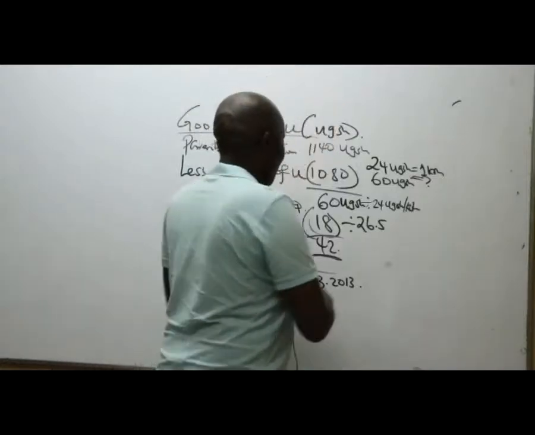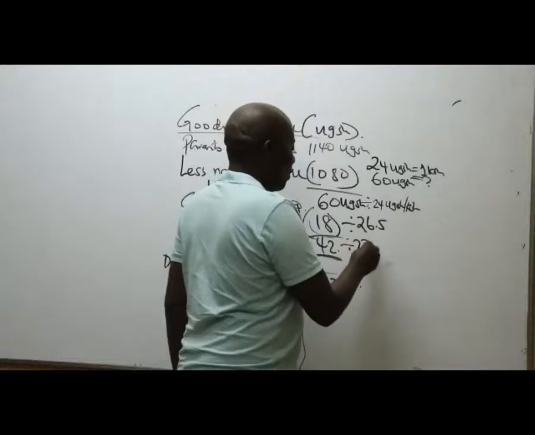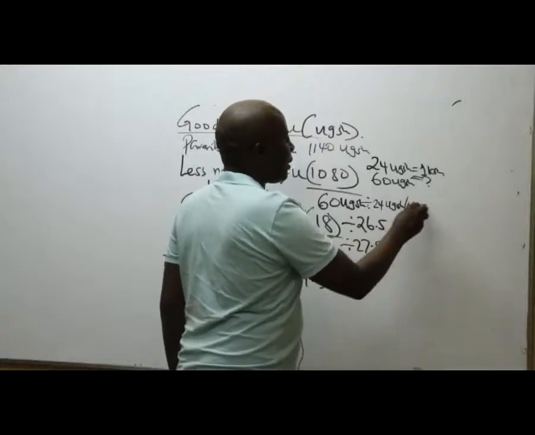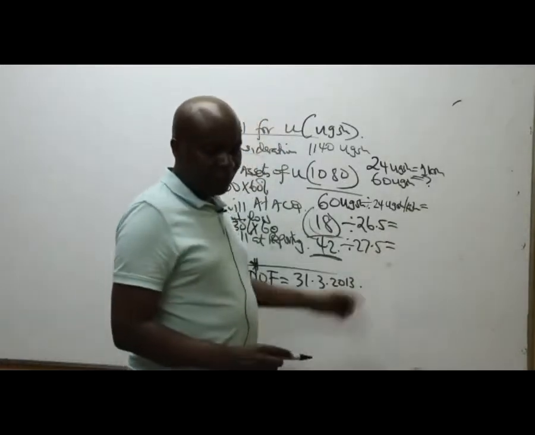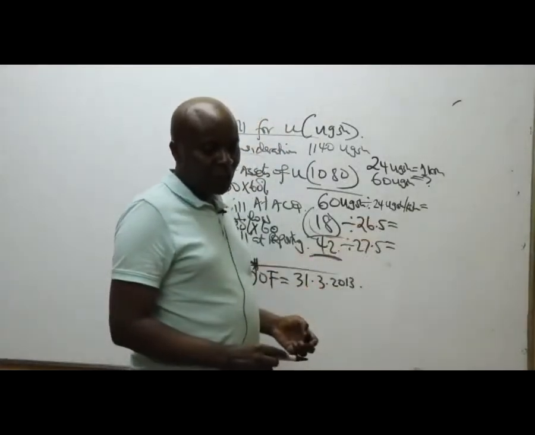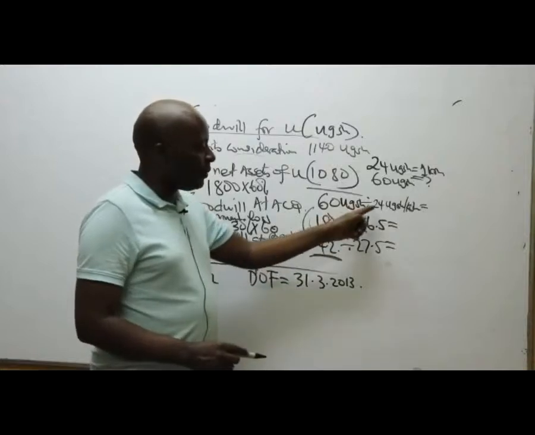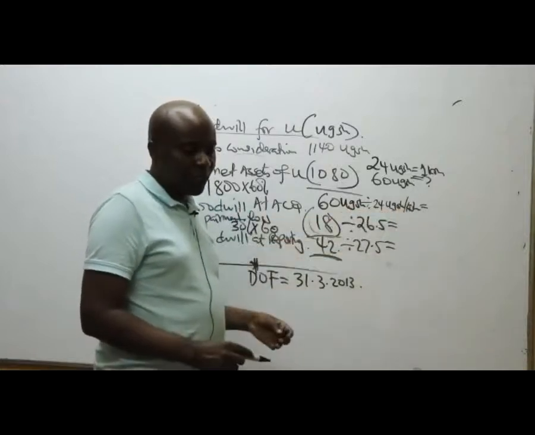So divide this by 27.5. Before we do that, could you kindly give me these figures very first? Please give me the first one. Kindly 60 divided by this. What figure are we getting there, somebody?